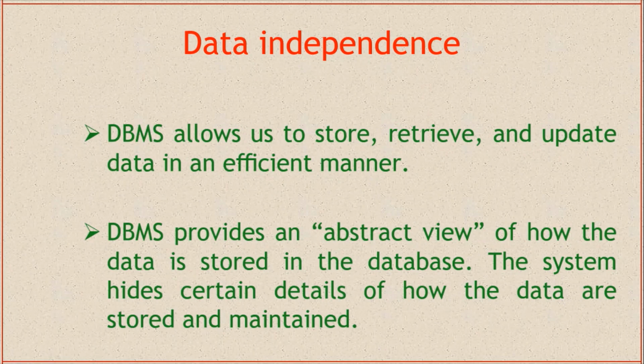Then finally, data independence. This concept also we are going to look at in a much deeper way in the coming classes. We know that DBMS allows the users to store the information, retrieve the information, and update the data in an efficient manner. And at the same time, DBMS provides an abstract view. Abstract means hiding the internal details, right? Hiding the implementation details. The end users need not know how the data is stored and where the data is stored. The system hides certain details of how the data are stored and maintained. So this is called data independence.